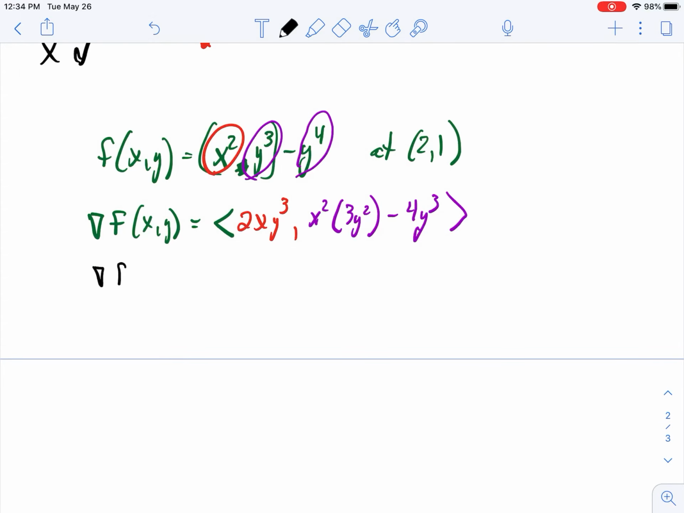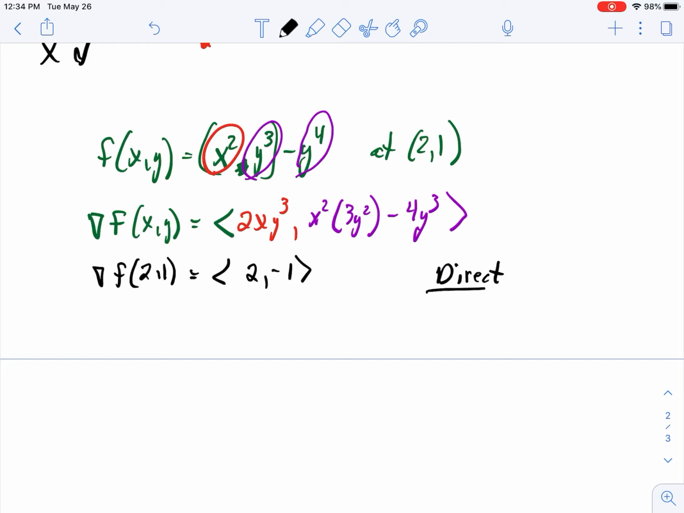Okay, and now let's go ahead and plug in our values. So we're going to do this at 2, 1. And if we do that, we get 2, negative 1 would be our values. Okay. So now we wanted the direction that we want to do, which basically we're going to find the magnitude of this vector with whatever direction we want to go to.